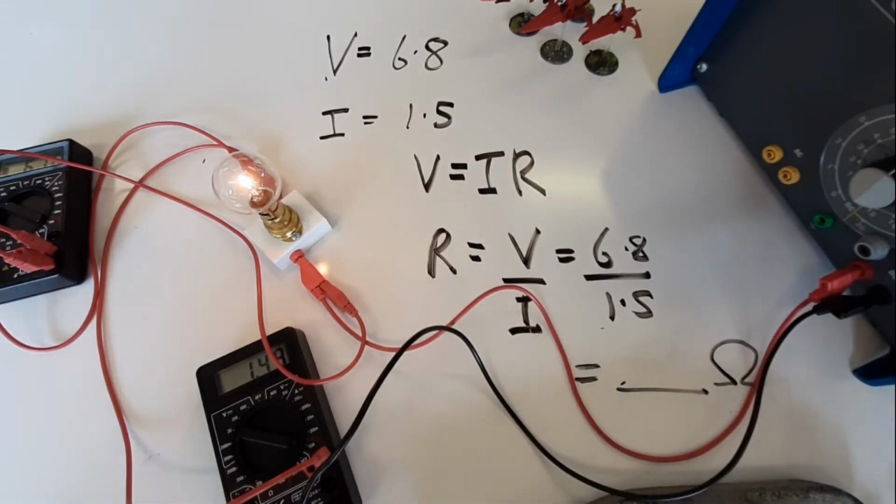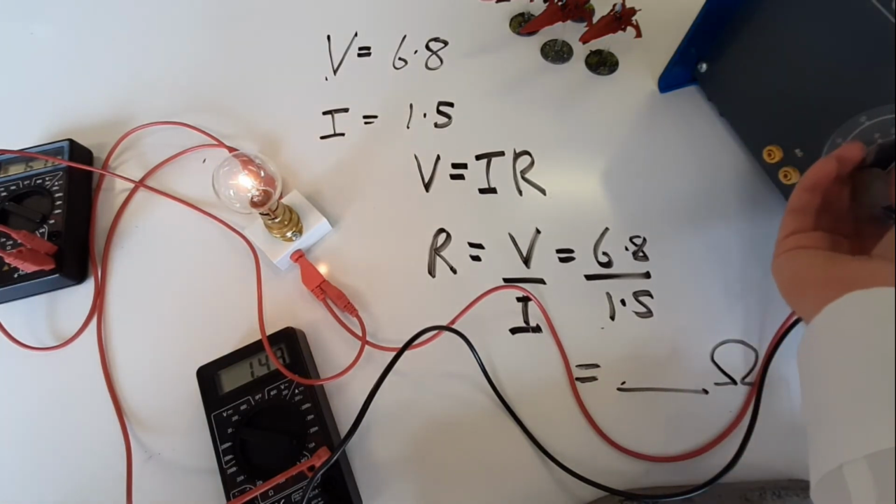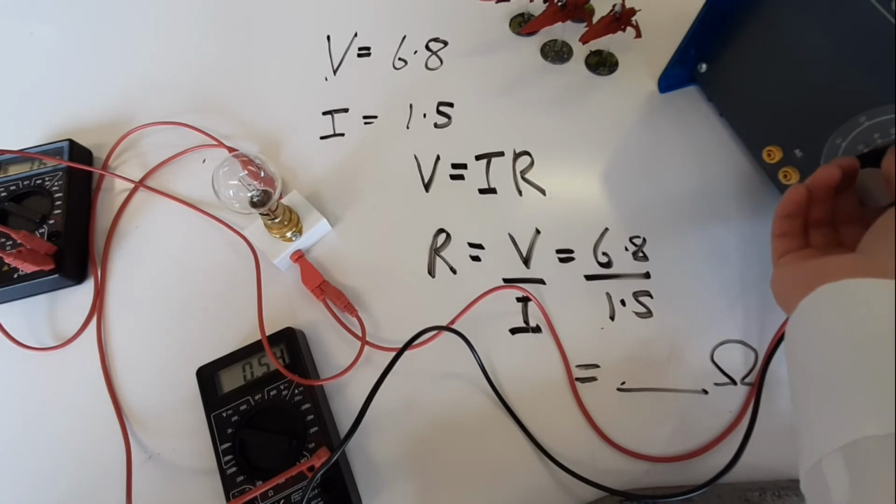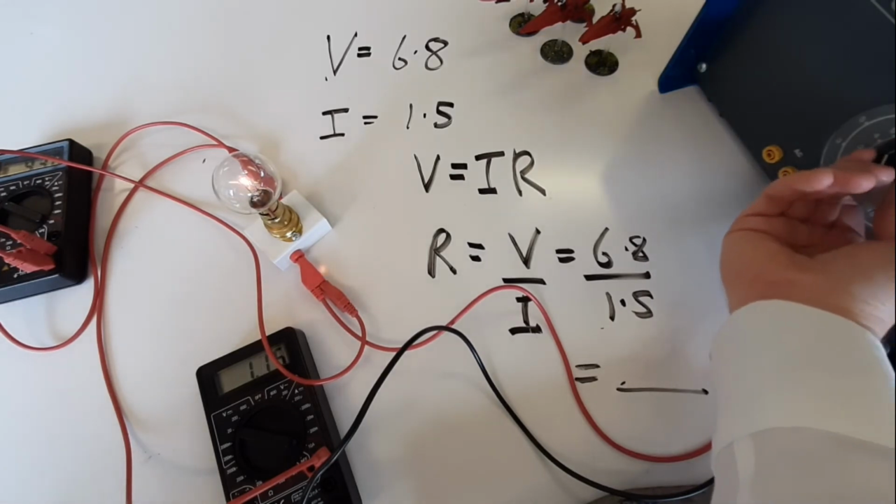So V equals IR. Nice and straightforward. That's one way you can do it. And if you wanted to find out what the light bulb's resistance was, because it does change as we keep mentioning, you could just do that for a bunch of different points.